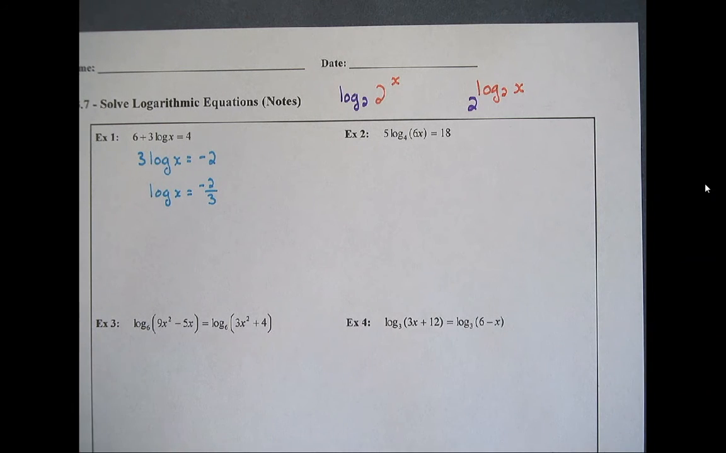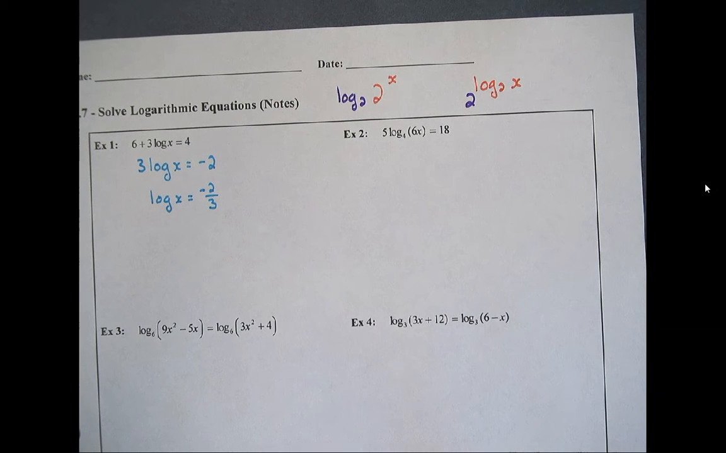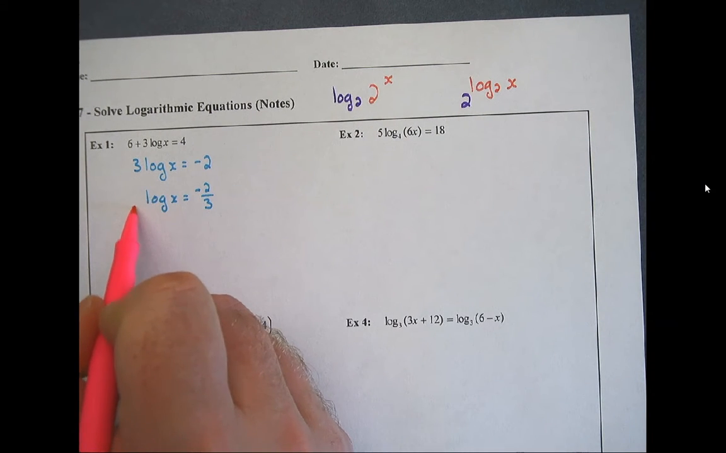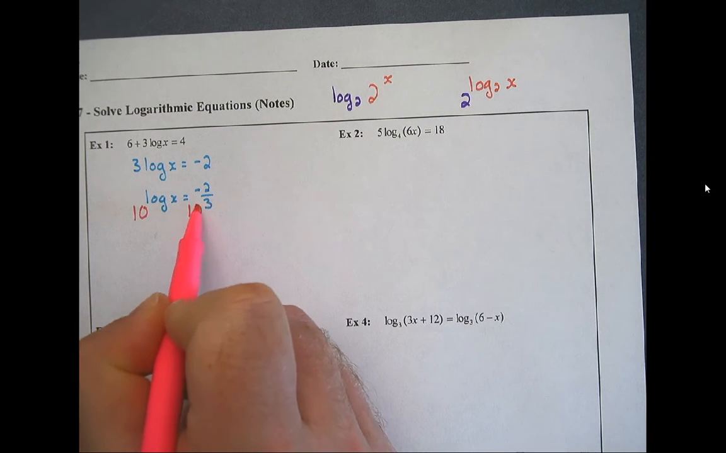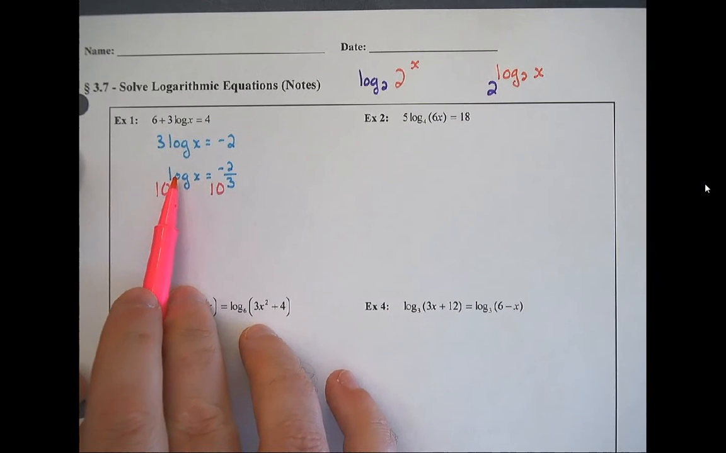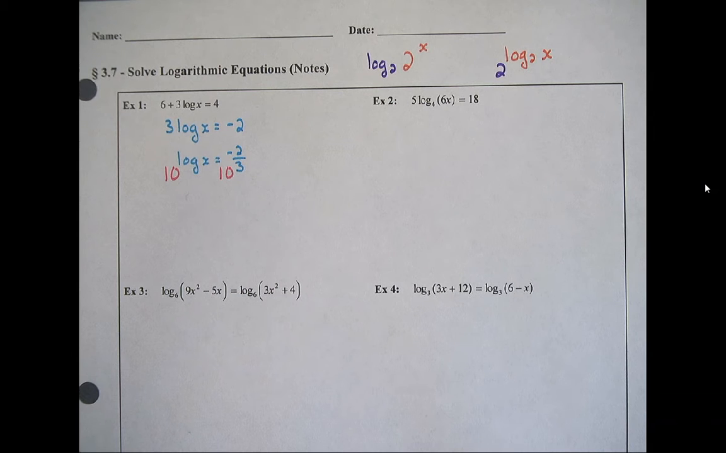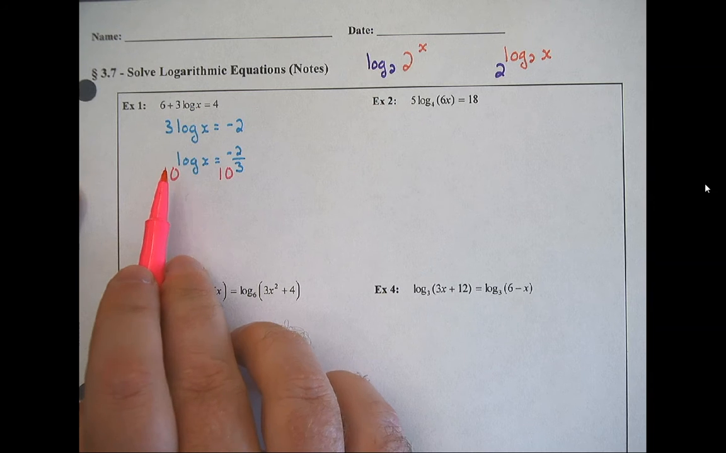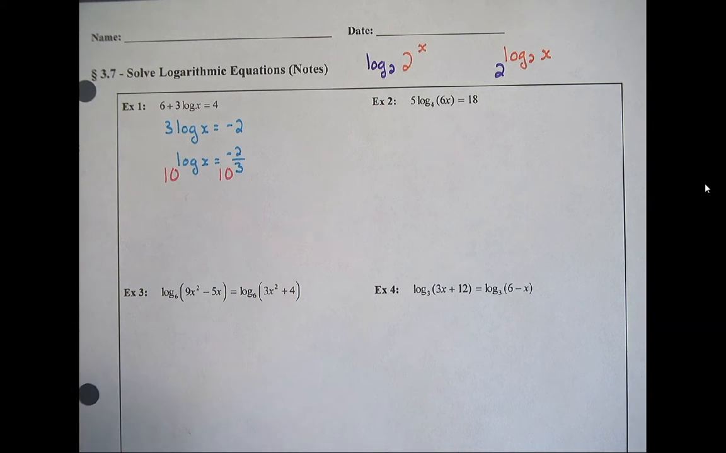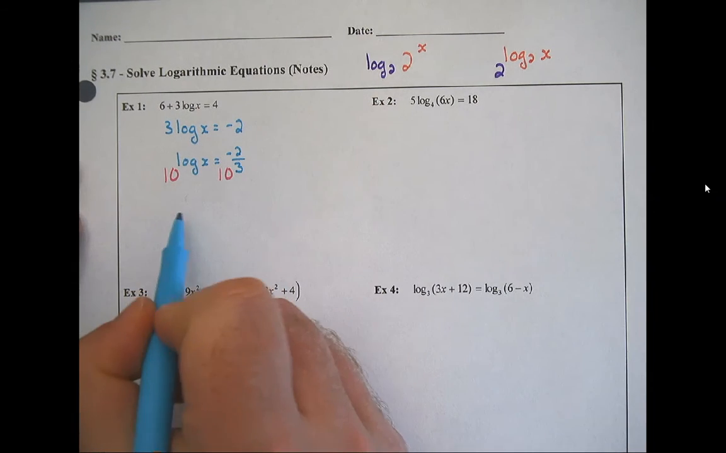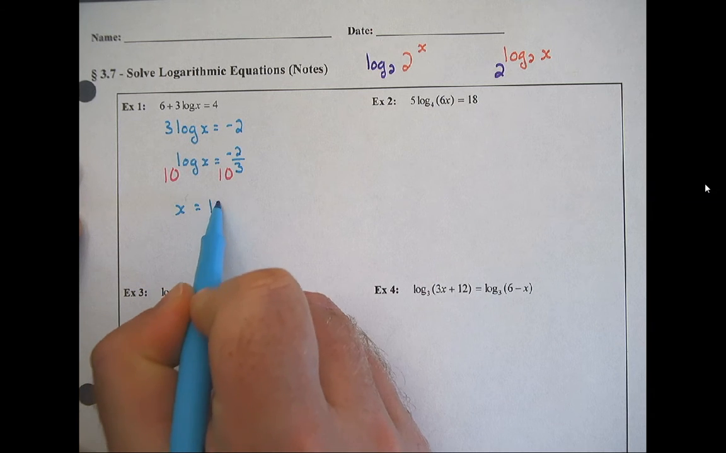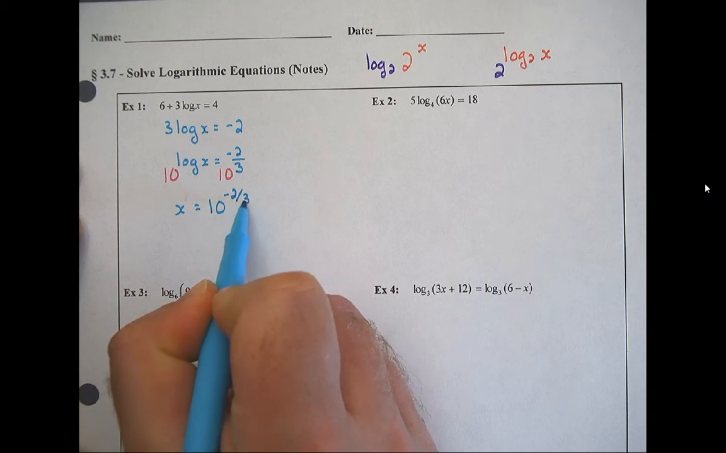Coming back to our example here, I want to cancel out log. Well, wait, log is really what base? Log base 10. So 10 to the is what I'm going to do to both sides to kill off log. This is the first time we've ever done this, but we're taking the whole side of the equation and putting it up in the exponent of a base. So 10 to the log cancels out, and we're left with x equals 10 to the negative 2/3.